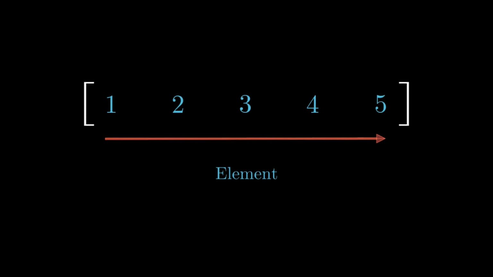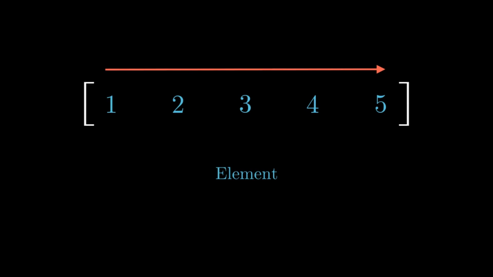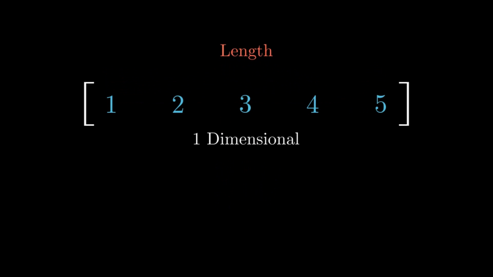Okay, so a one-dimensional array. We've seen this as a list before, but it can also come as an array. This has elements within it, which are these 1, 2, 3, 4, and 5. This one-dimensional array has one dimension, really, which is a length, or 1 row and 5 columns.